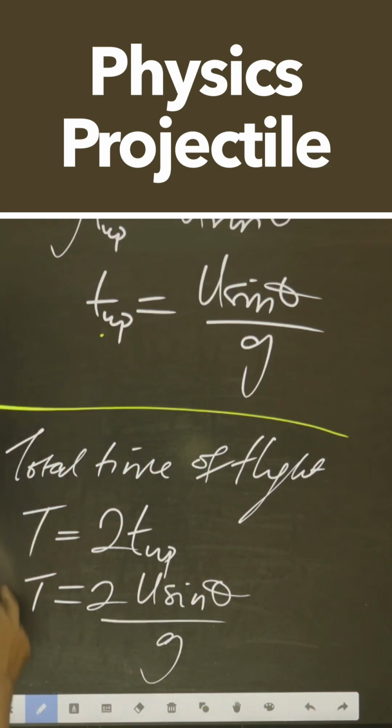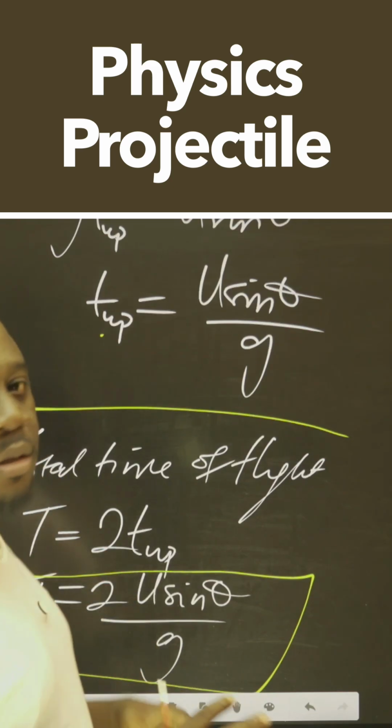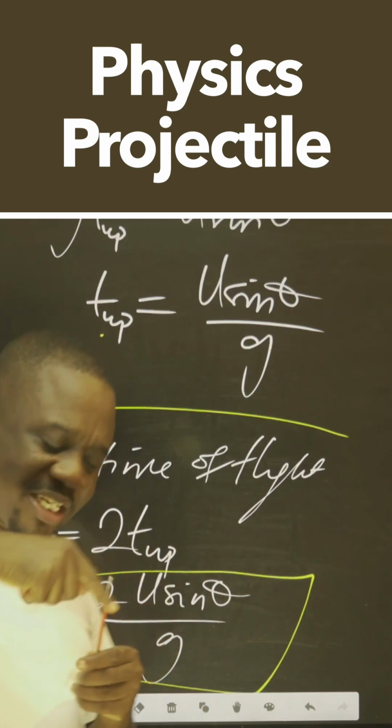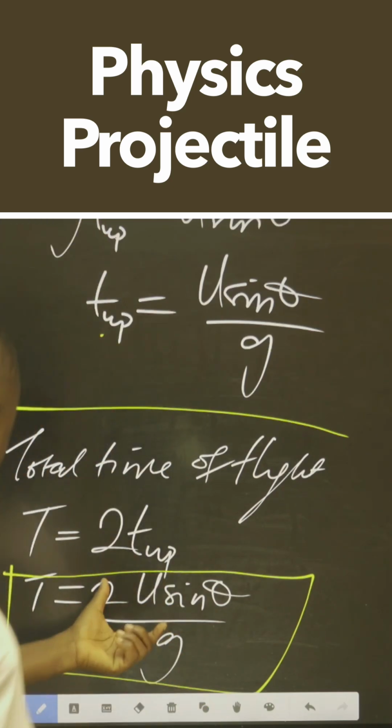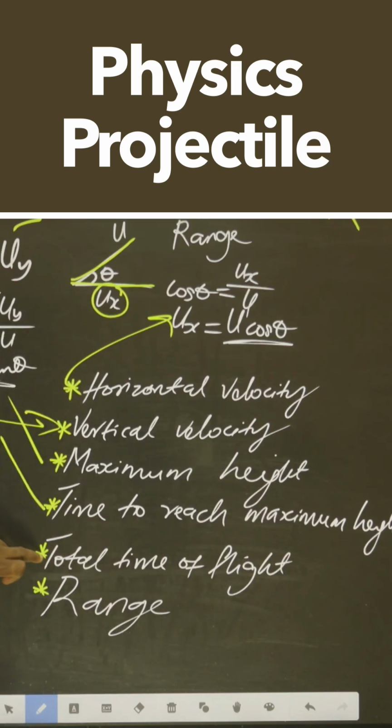That is the total time of flight. So when you are looking for the total time it takes an object to move from the starting point to the final point, you use this formula. What is the next one? We are through with this.